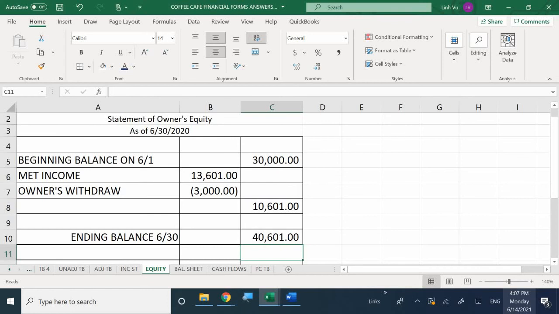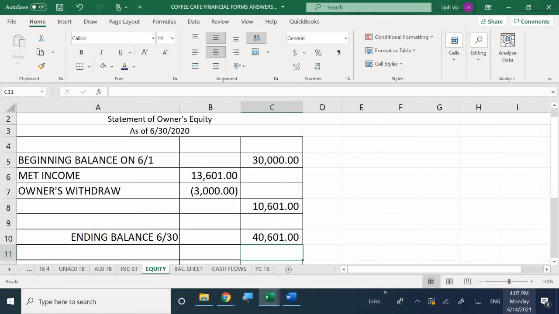Okay, so that is my total new value of my company. I am now $10,000 higher in value. I started with 30,000, now I'm at 40,601. Okay.